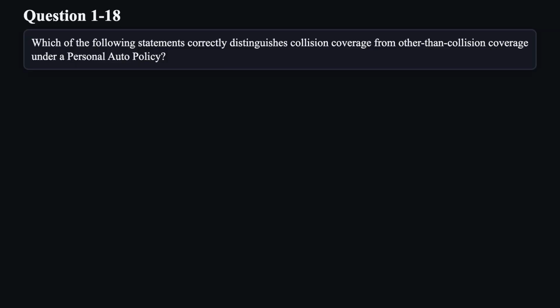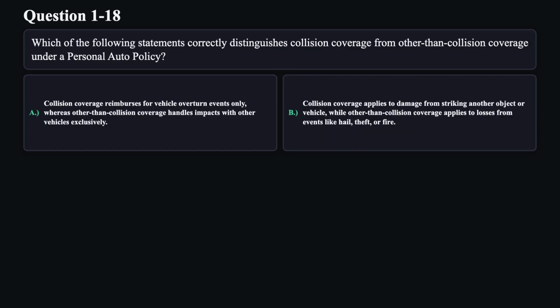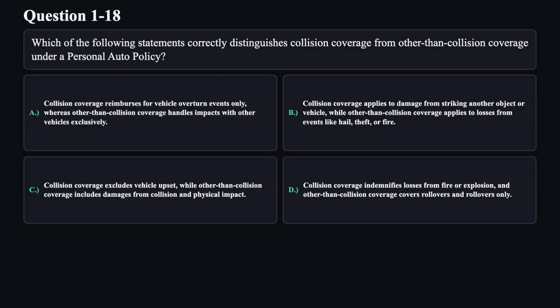Question 18. Which of the following statements correctly distinguishes collision coverage from other than collision coverage under a personal auto policy? A. Collision coverage reimburses for vehicle overturn events only, whereas other than collision coverage handles impacts with other vehicles exclusively. B. Collision coverage applies to damage from striking another object or vehicle, while other than collision coverage applies to losses from events like hail, theft, or fire. C. Collision coverage excludes vehicle upset, while other than collision coverage includes damages from collision and physical impact. D. Collision coverage indemnifies losses from fire or explosion, and other than collision coverage covers rollovers and rollovers only.